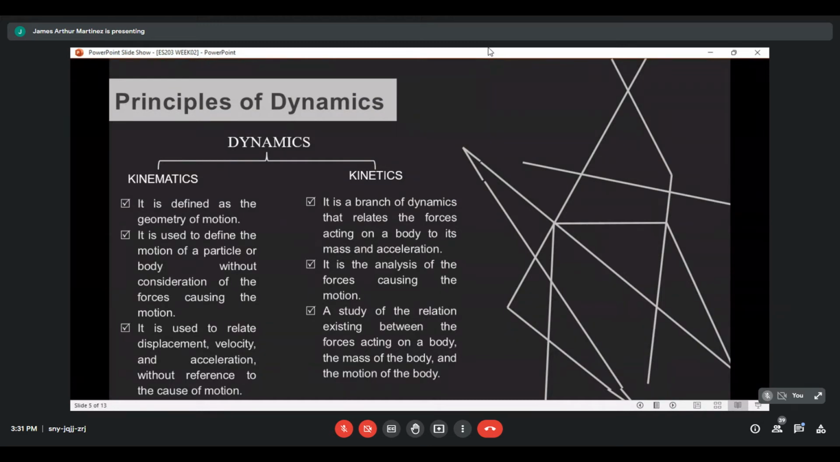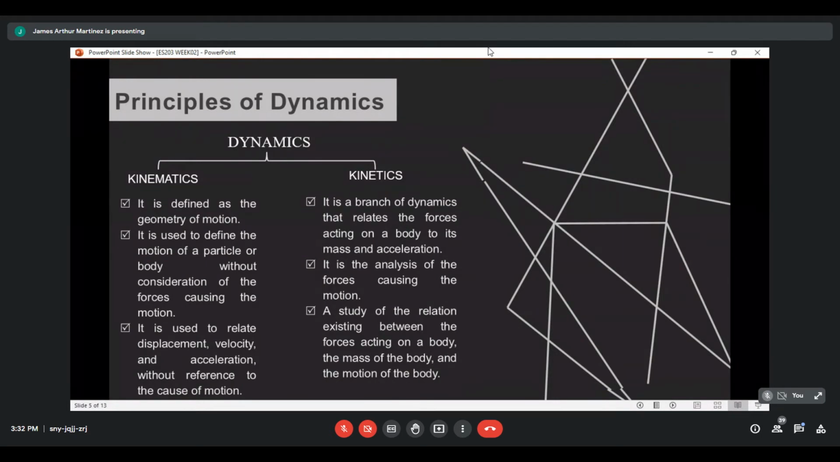So it is used to relate displacement, velocity, and acceleration without reference to the cause of motion. Again, in kinematics, our consideration is focused on the displacement, velocity, and acceleration alone. So the force acting on the particle for it to move, or to cause its motion, is not involved. I hope you got kinematics.